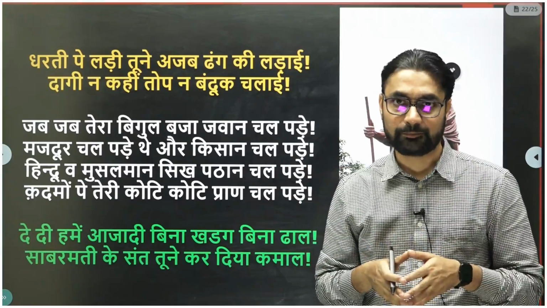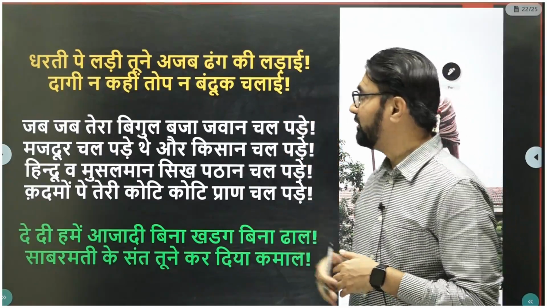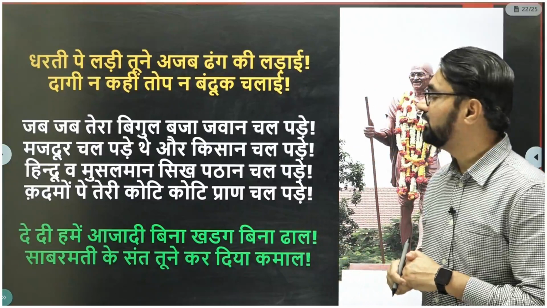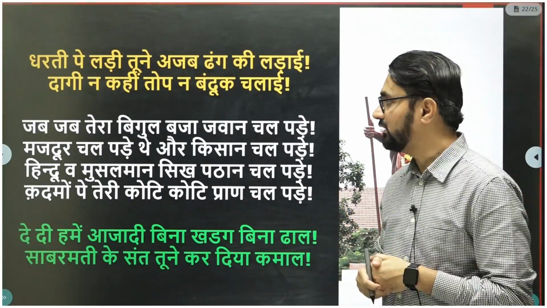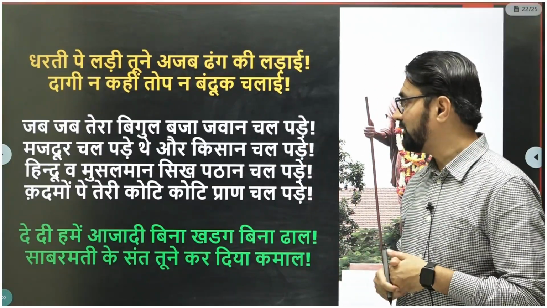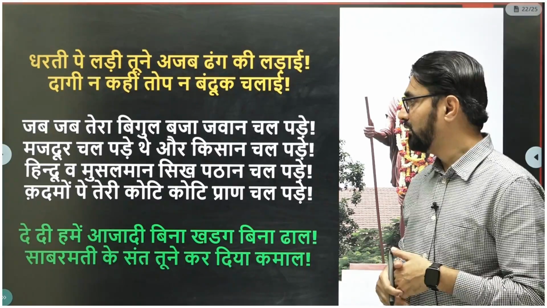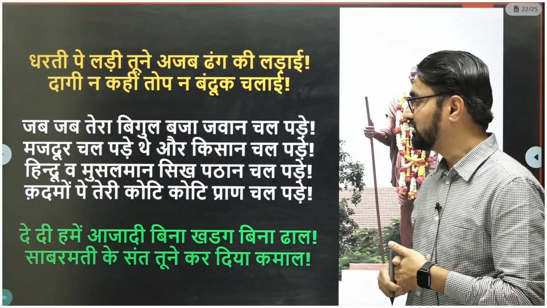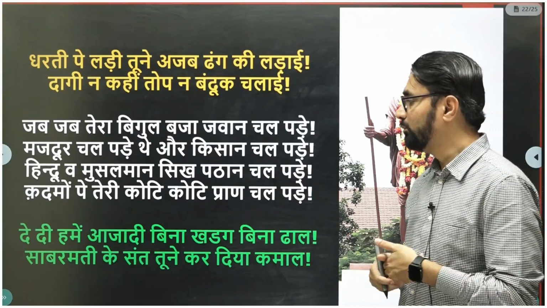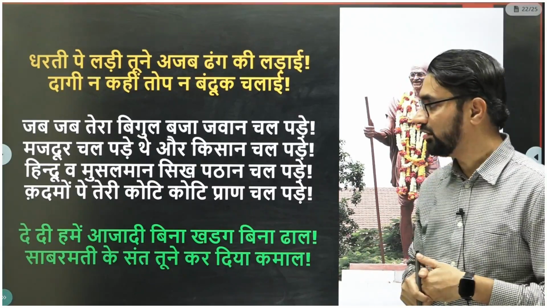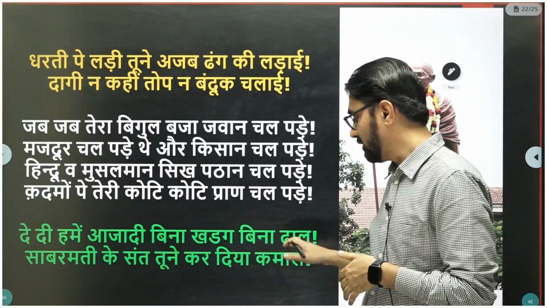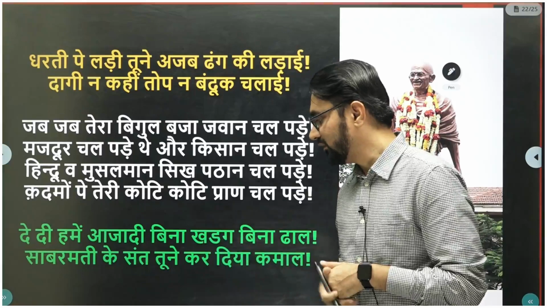nation building. And so: धरती पे लड़ी तूने अजब ढंग की लड़ाई, तागी न कही तोप न बंदूक चलाई, जब जब तेरा बिगुल बजा जवान चल पड़े, मजदूर चल पड़े थे और किसान चल पड़े, हिंदू मुसलमान सिख पठान चल पड़े, कदमों पे तेरे कोटि कोटि प्राण चल पड़े. सो दे दी हमें आज़ादी बिना खड़ग बिना ढाल, साबरमती के संत तूने कर दिया कमाल.